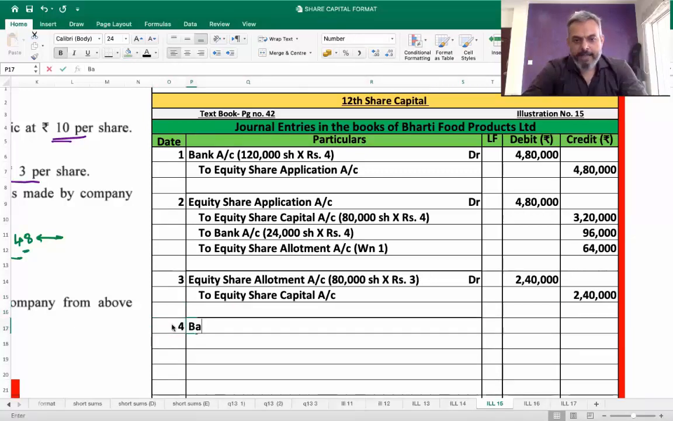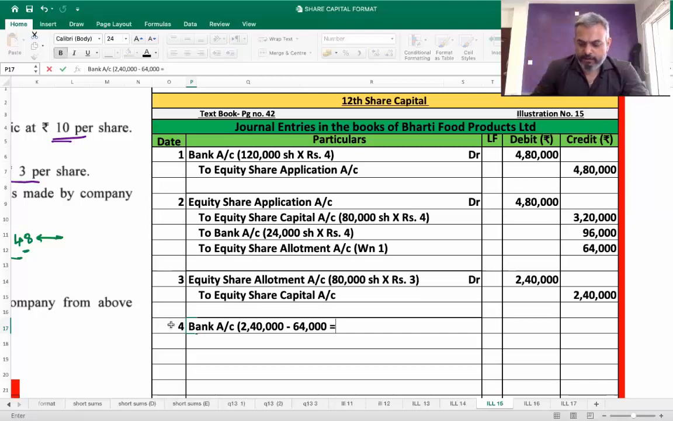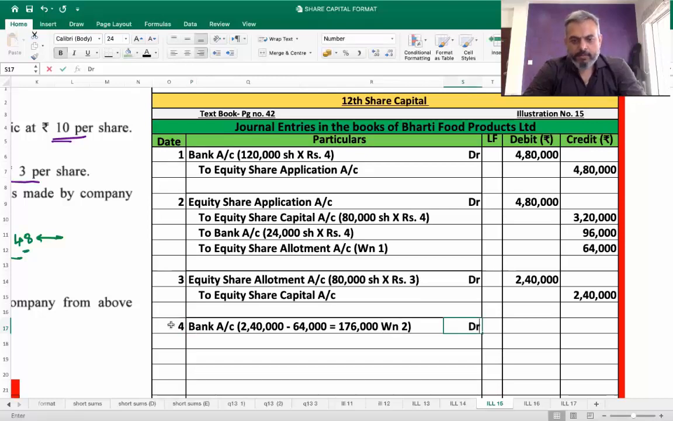Fourth, now bank account. Now in bank account, we should have received 2,40,000, but we had already received 64,000. So 2,40,000 minus 64,000, 1,76,000. So 176. This is as per working note 2. 1,76,000 to equity share allotment account.